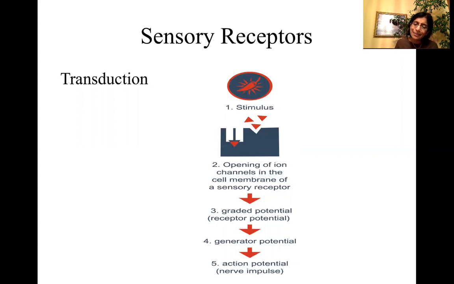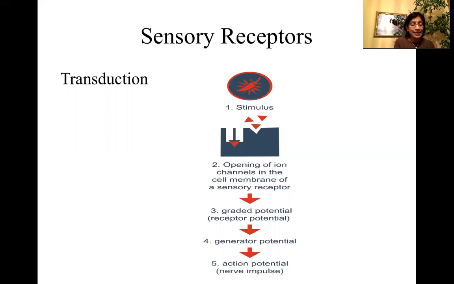Now, the depolarization that you see in a sensory receptor is what you call receptor potential. It's a graded potential, so the strength of the stimulus would determine the shape of the curve, the amount of ion that enters the cell and causes a depolarization. And if the depolarization is sufficient to generate an action potential, you refer to that as generator potential. And ultimately, it becomes an action potential.